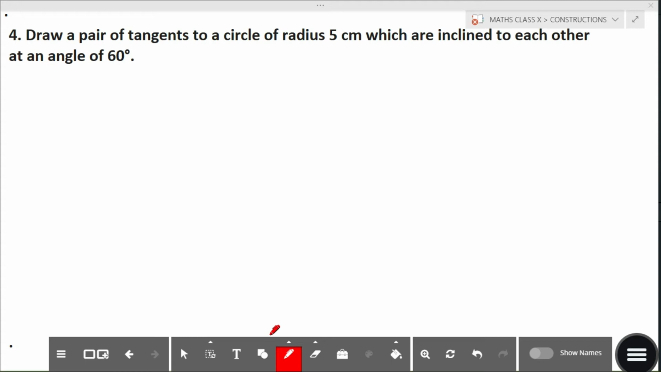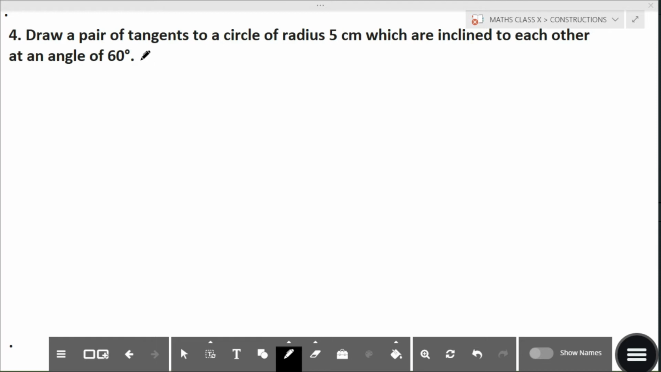Hello students, here I am taking one more example of a different type to draw the tangents. So this is question number 4. Draw a pair of tangents to a circle of radius 5 cm which are inclined to each other at an angle of 60 degrees. So we have to understand what we have to do. We have to construct a circle and then draw two tangents in such a way that these two tangents are inclined at an angle of 60 degrees. So this is the question you have.